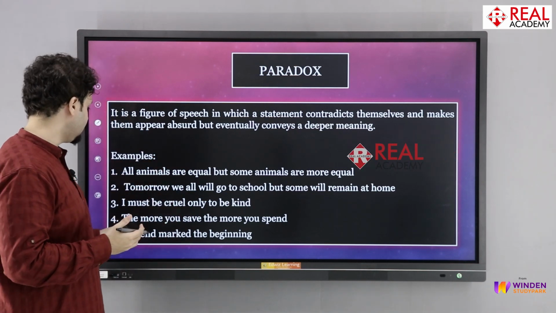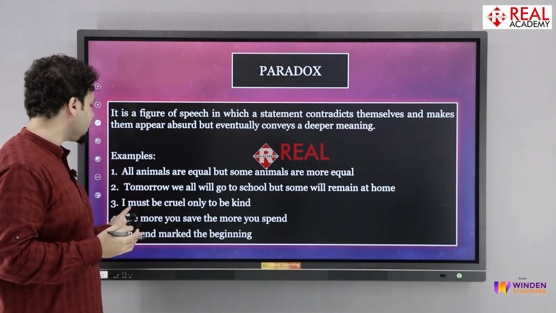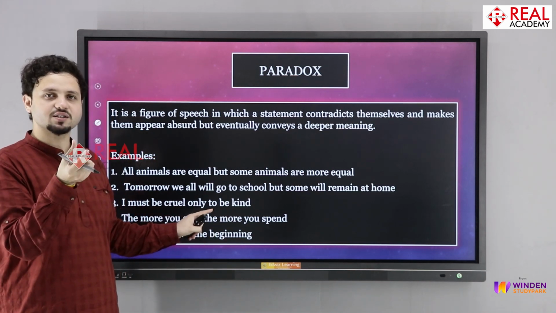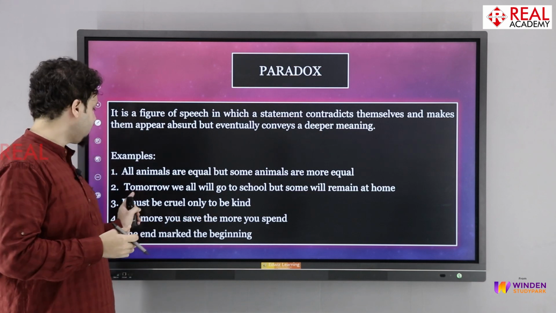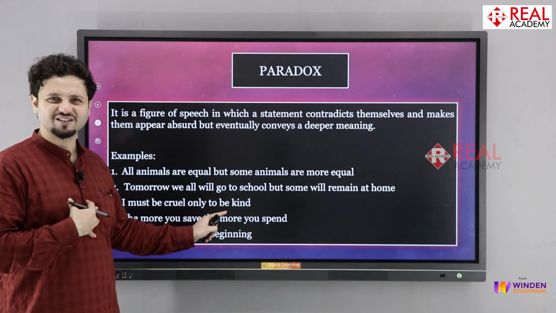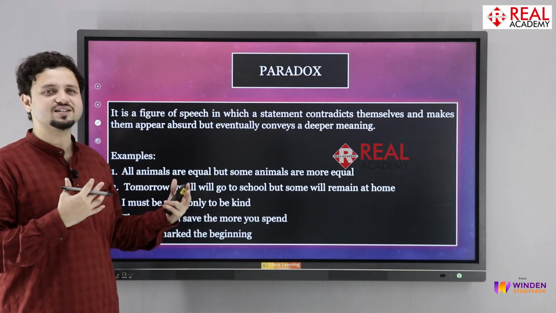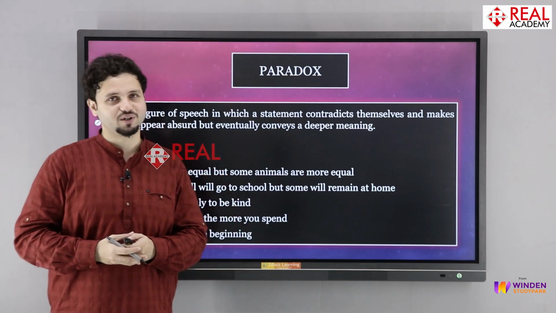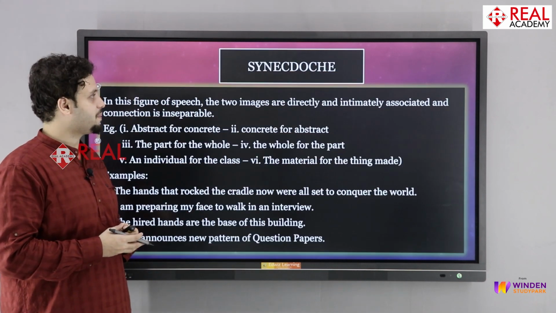Let's take one more example. I must be cruel only to be kind. See, kind, cruelty, if these terms are together, then it is oxymoron. But I must be cruel, okay, only to be kind. What? So, if the sentence is conflicting, then it is called as paradox. Go through a lot of such examples so that you will understand it.